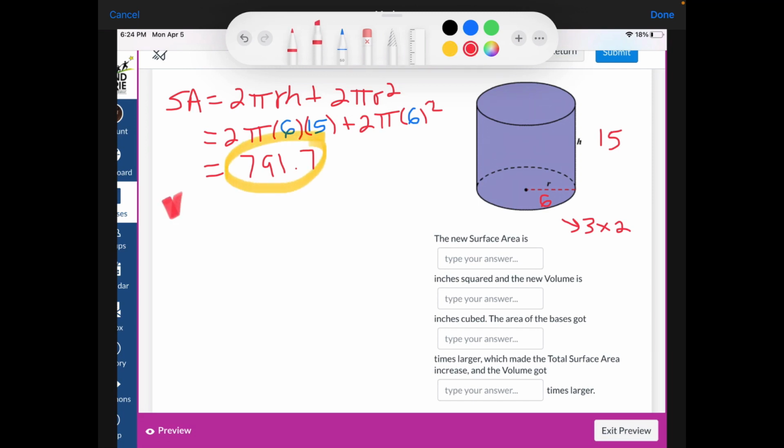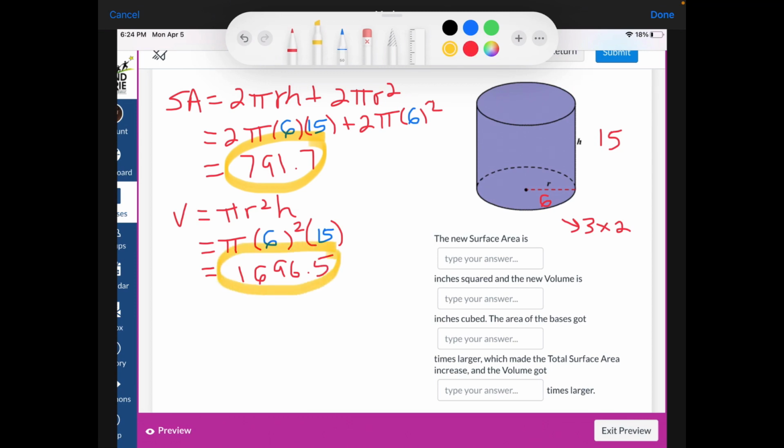Let's do the volume. The volume is going to be the area of the base, which is pi r squared, times your height. Your radius, remember, has changed to 6, and your height remains the same. Put that in a calculator, and you get 1,696.5, rounded to the nearest tenth. And that's cubic inches.